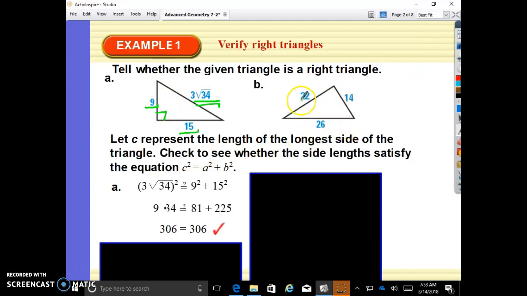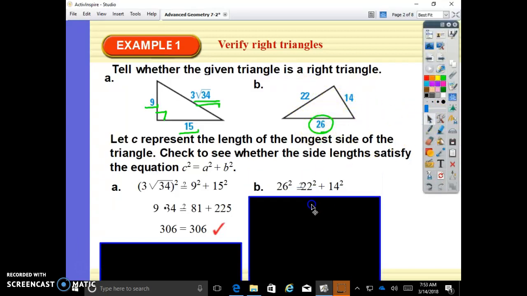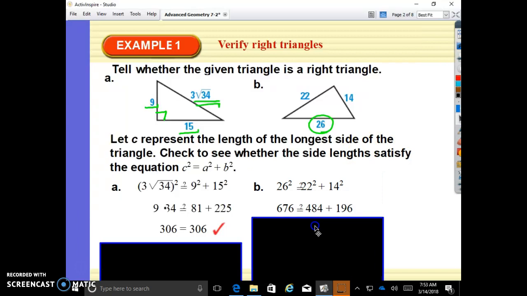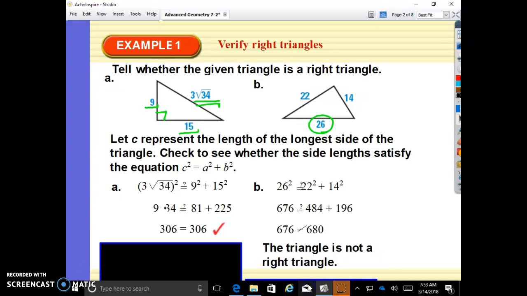How about this one? How do I know which one's my hypotenuse? My hypotenuse is always the largest number. So this one goes by itself. So 26 squared better equal 22 squared plus 14 squared. Let's see if it does. 26 squared is 676. 22 squared is 484. 14 squared is 196. Add those together, and you get that 676 does not equal 680, so it is not a right triangle.